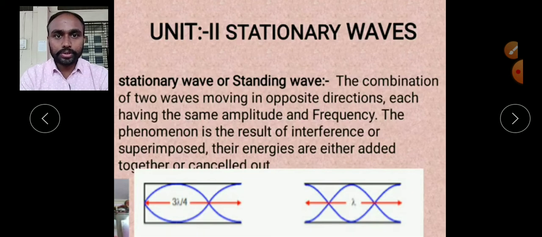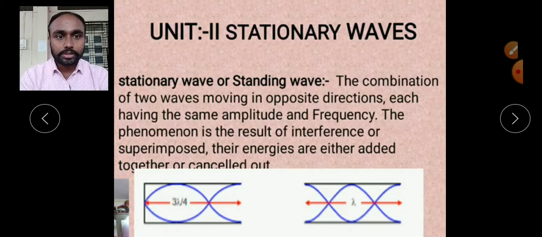They form with the combination of two waves, but those two waves are traveling in opposite directions, while their phase, frequency and amplitude are always the same. Their phase, amplitude and frequency are the same, but their directions are different. That means we can define a stationary wave as the combination of two waves moving in opposite directions, having the same amplitude and frequency. The phase is also the same.